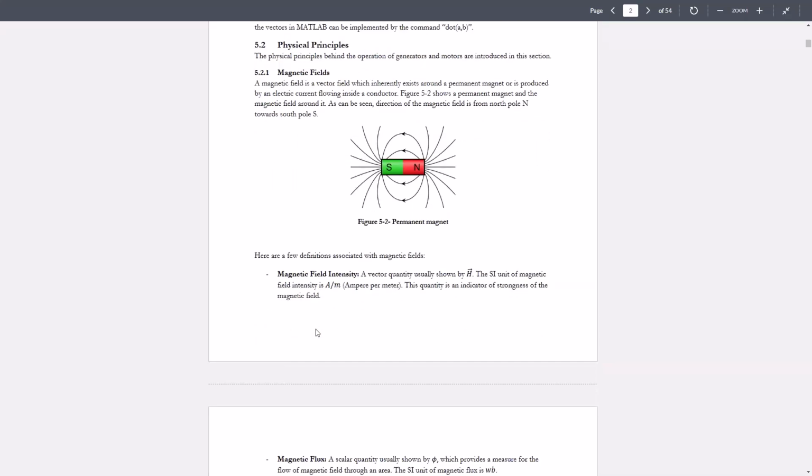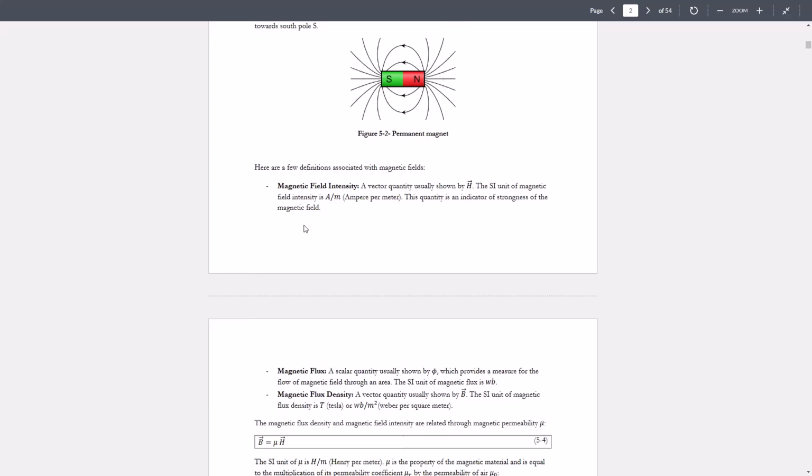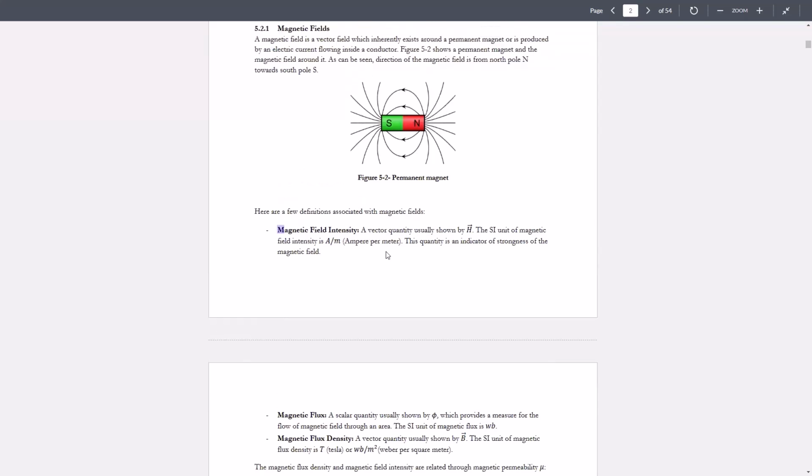Now here are a few important definitions associated with these magnetic fields. So the magnetic field was a vector field which exists around the permanent magnet, or can be produced by an electric current flowing inside a conductor. In a permanent magnet, those magnetic field vectors start from pole N and go towards pole S. And here are a few definitions associated with magnetic fields. The first is what we call magnetic field intensity, which is a vector, usually shown by H, with a vector sign above it.